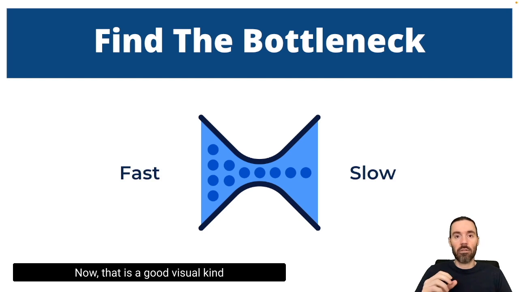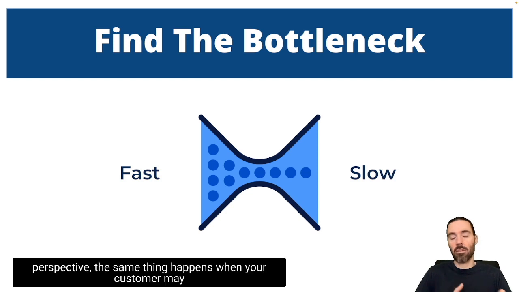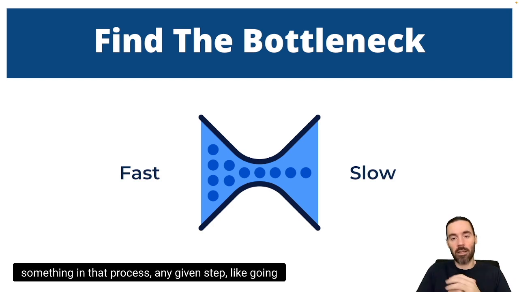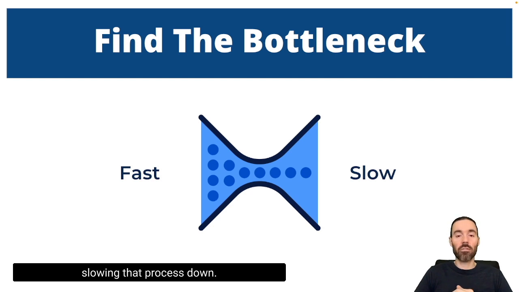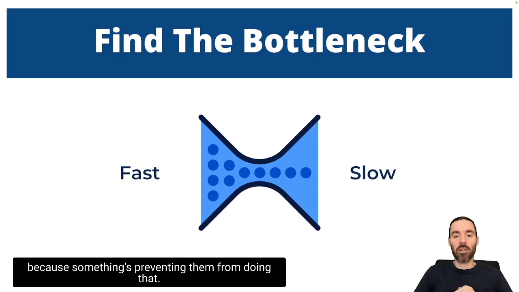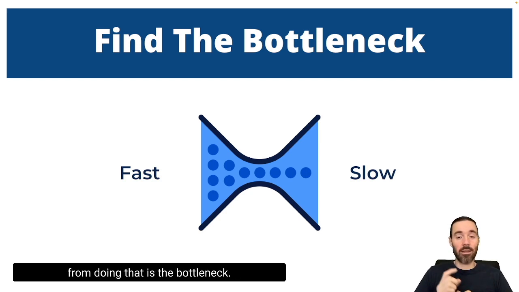Now, that is a good visual understanding of what a bottleneck is, but to understand what it means from a process perspective, the same thing happens when your customer may be trying to do something much more quickly, but something in that process, any given step, like going through a toll on a bridge, is slowing that process down. They may want to get from A to B much faster, but they can't because something's preventing them from doing that, and that thing that's preventing them is the bottleneck.